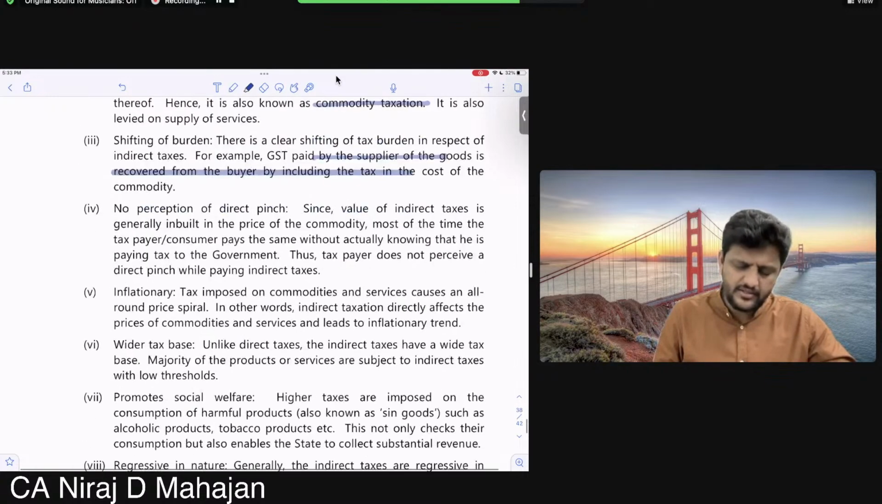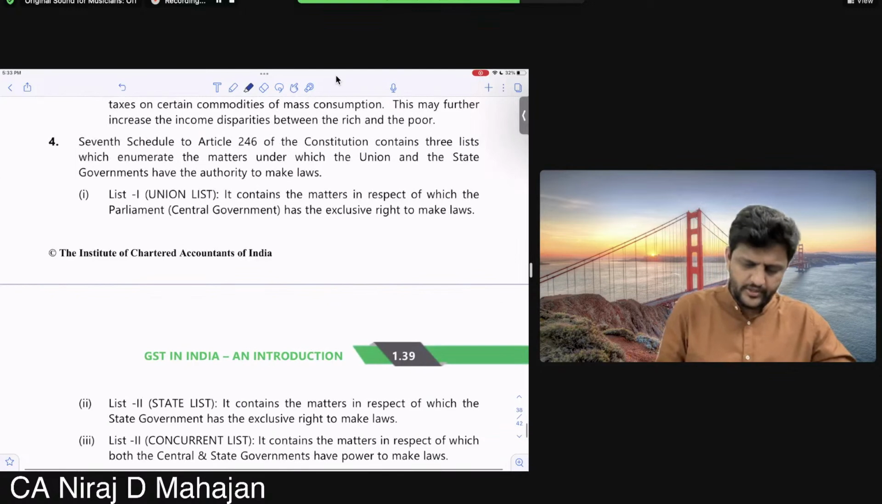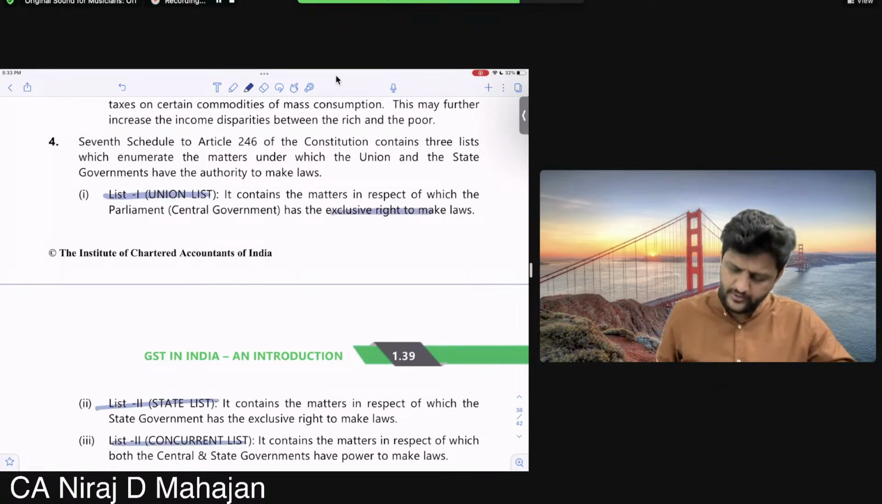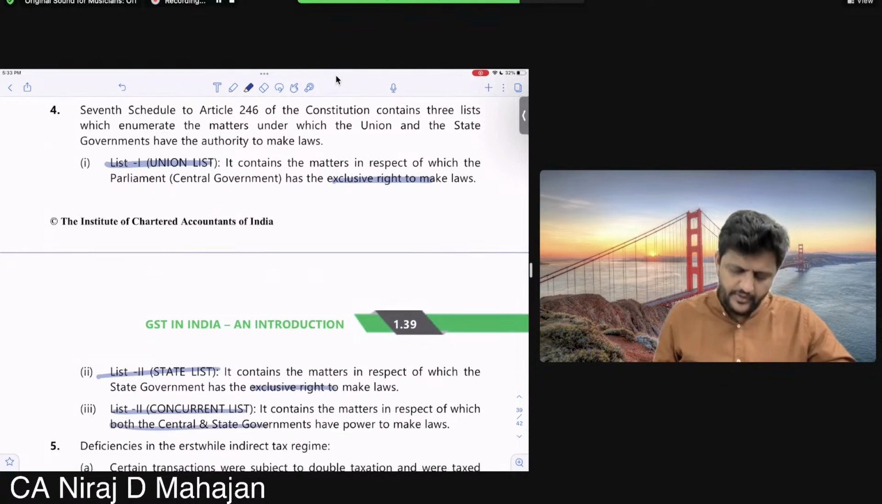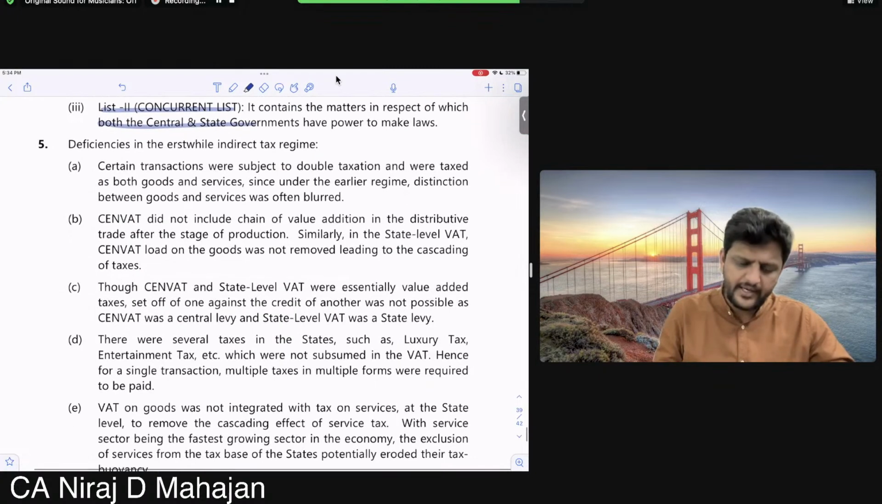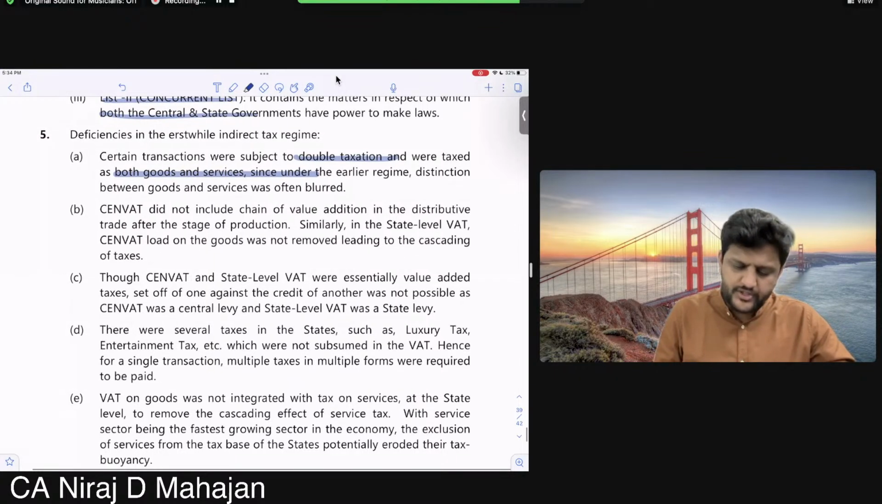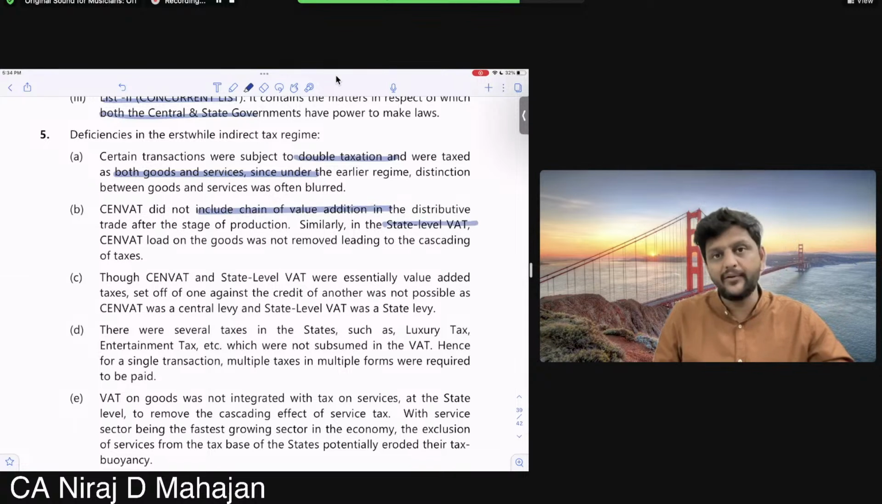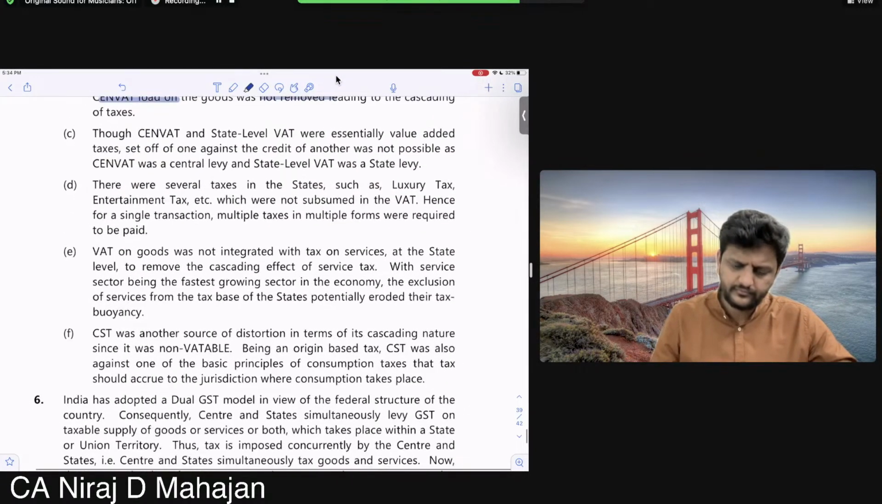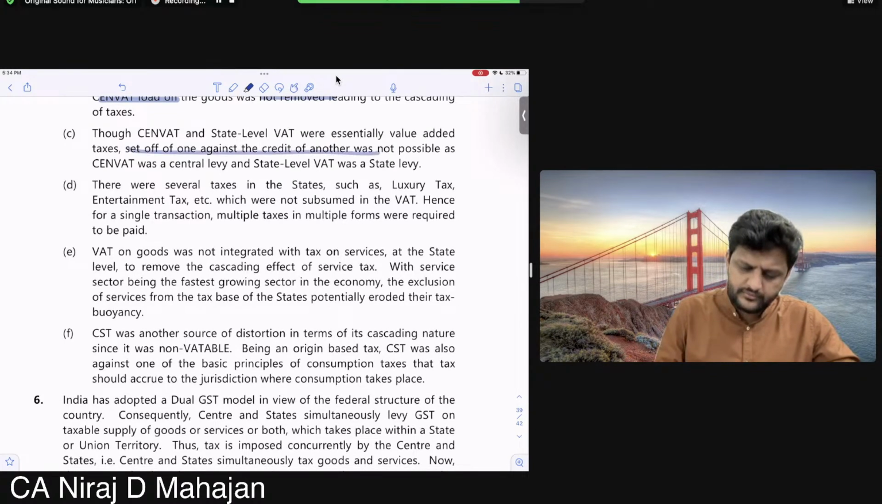Okay, this is done, children. List 1, List 2, List 3, exclusive power, write this down. Here, the deficiencies in the old system: double taxation, some items had both VAT and service tax, and it did not include the chain of value addition. State VAT was also levied on central excise duty. In state-level VAT, the CENVAT load on goods was not removed. That means VAT was levied on CENVAT, which means your excise duty. Set-off with each other was not allowed. Many taxes were not part of VAT also. So in a single transaction, multiple taxes were levied.